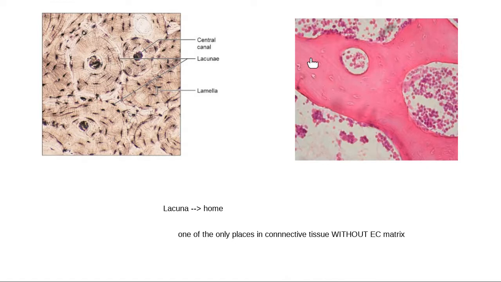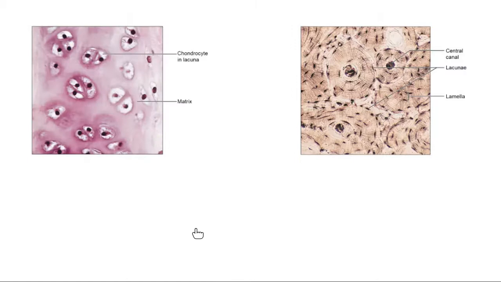When I come over here to my spongy bone, I've still got my little bone cells. My little bone cells still need a place to live that doesn't have calcium phosphate in it and doesn't have collagen in it. The name of the homes that my bone cells live in spongy bone is also lacuna. My homes for bone cells called lacuna. Hey, check this out. My homes for cartilage cells also called lacuna.